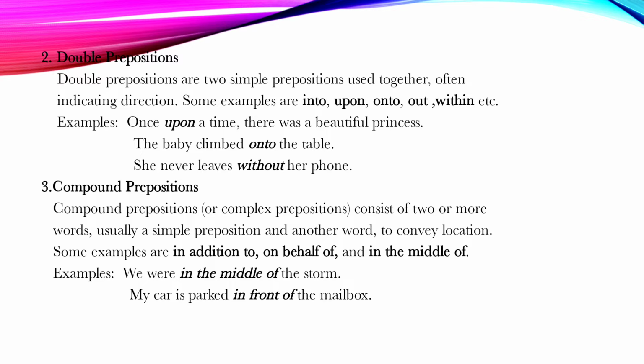Now the next category is compound prepositions. So the third category, compound prepositions, is also called complex prepositions. It consists of two or more words, usually a simple preposition and another word, to convey location. Some examples are in addition to, on behalf of, in the middle of. All these are examples of compound prepositions. It's a combination of a simple preposition and another word.